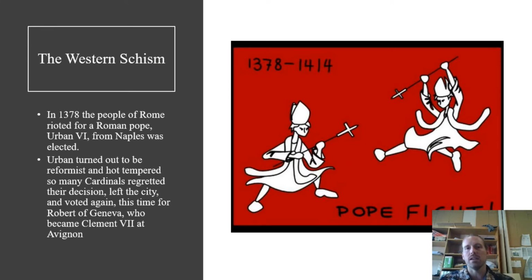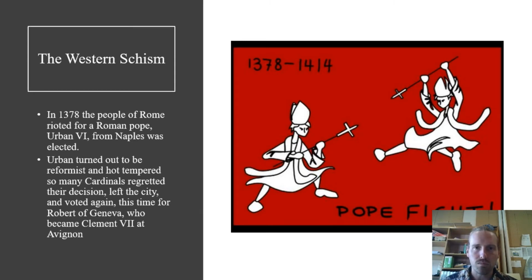Now, in 1378, the people of Rome were tired of not having a pope in Rome. It was problematic. The Bishop of Rome, the Pope, should be in Rome. So they rioted, and because of the duress caused by that riot, the cardinals voted for Urban VI. Now, it turned out that Urban was a major reformer and wanted to clean up the Catholic Church, which the cardinals did not want. They wanted to maintain their power and wealth. So they left the city and voted again, this time for Robert of Geneva, a Swiss priest who would become Clement VII, and he would be in Avignon.